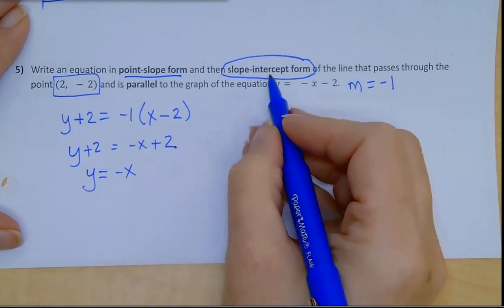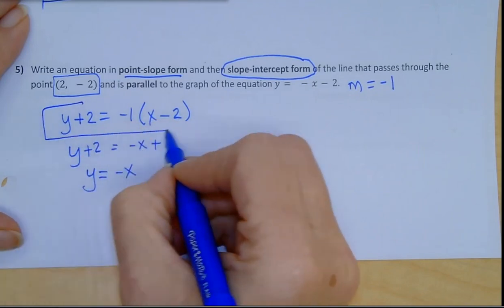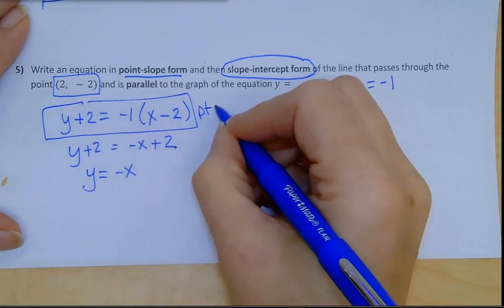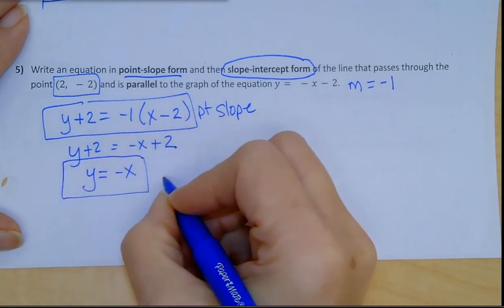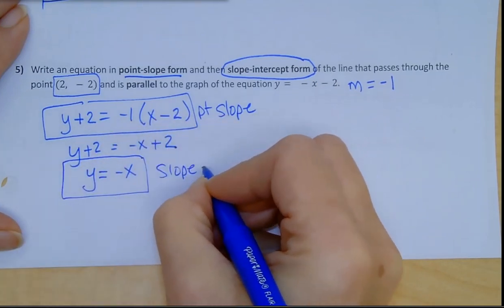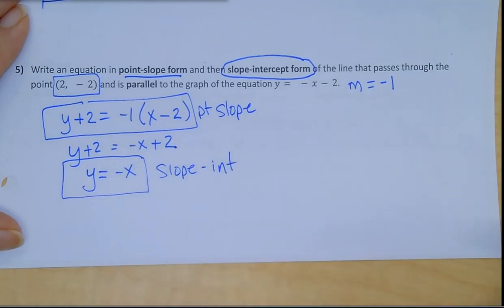So if I want point slope form, that's right here, right? Point slope. If I want slope-intercept form, that is right here, slope-intercept form. Okay.